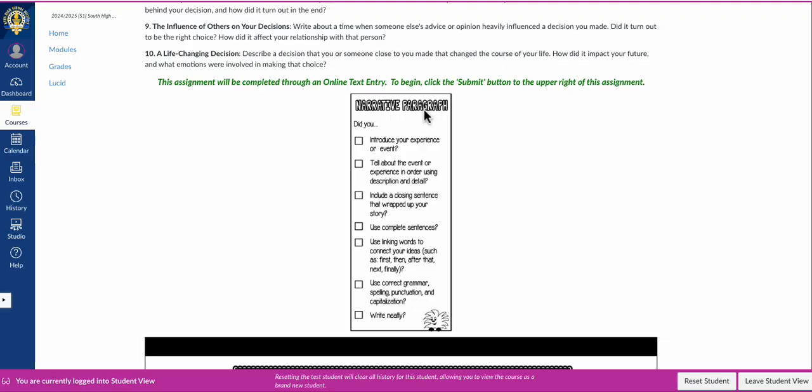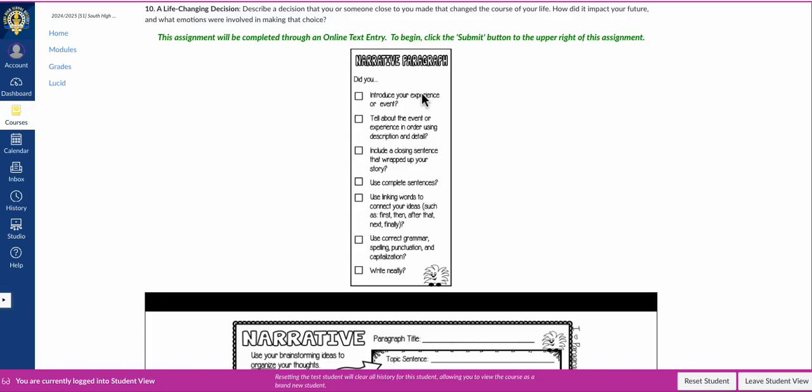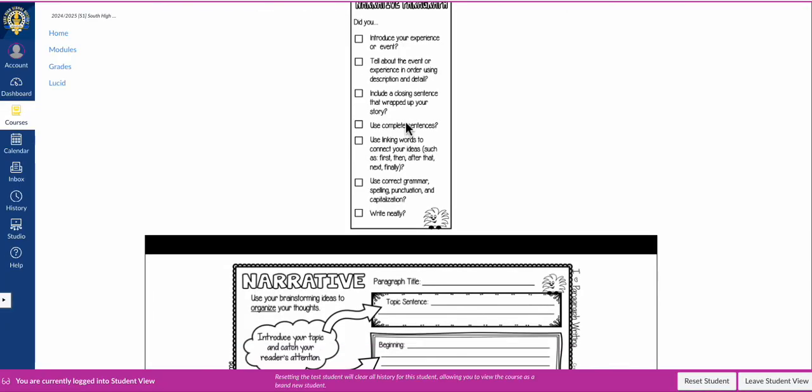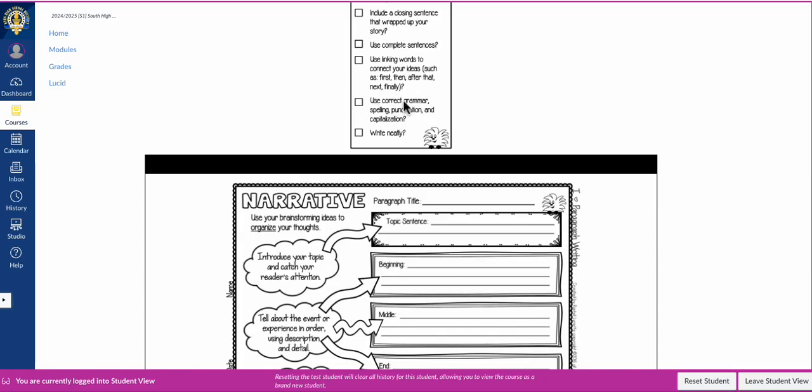There's a little checklist for you. Before you hit the submit button, we want to make sure you have introduced your experience, that you have told about it in the proper order using good descriptions and details, that you have a good closing sentence wrapping up your story, and that you are using good complete sentences, as well as linking words. Examples of linking words: first I did this, then we went there, after that this happened, and finally. We will also be looking at using correct grammar, spelling, punctuation, and capitalization.